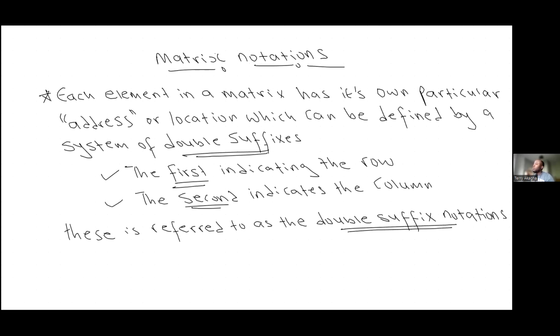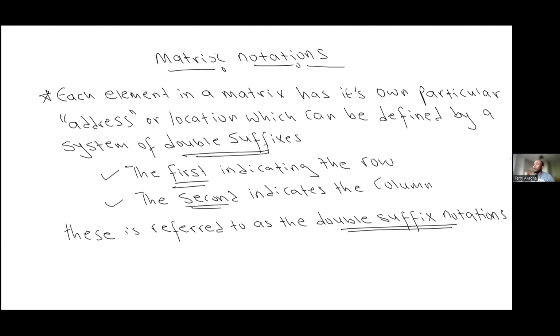So what I'm trying to explain here is that if you look at each of these elements, for every element you have the first suffix, and you also have the second suffix as well.